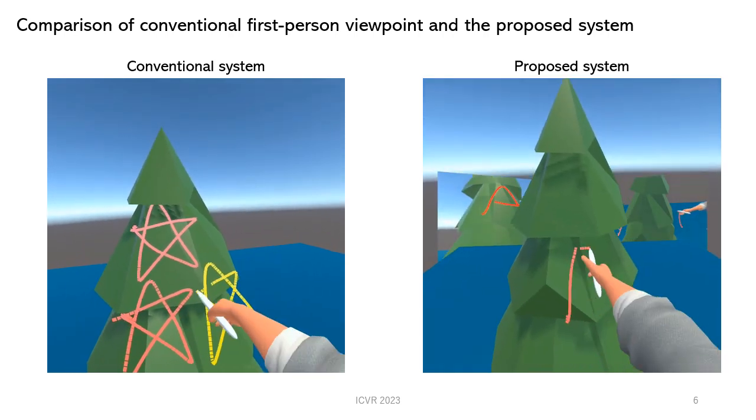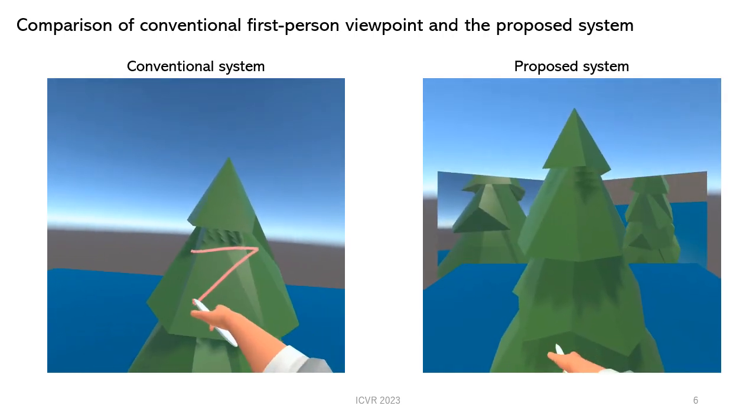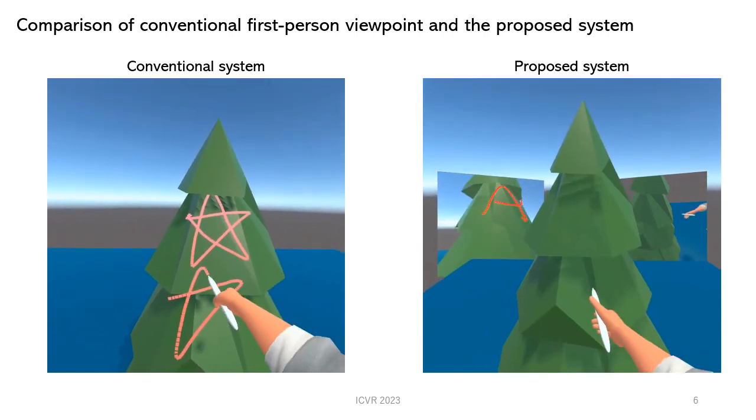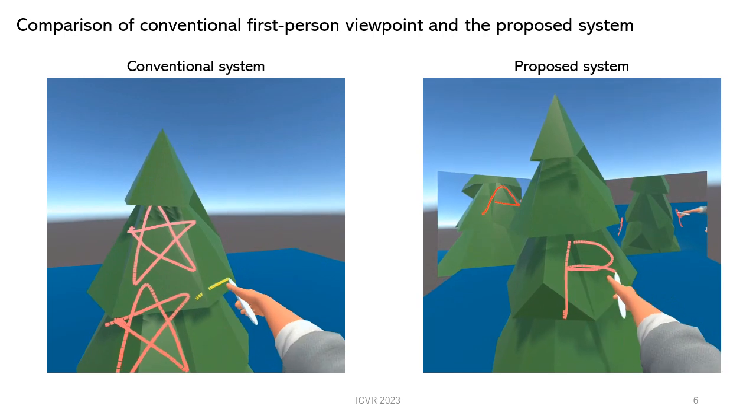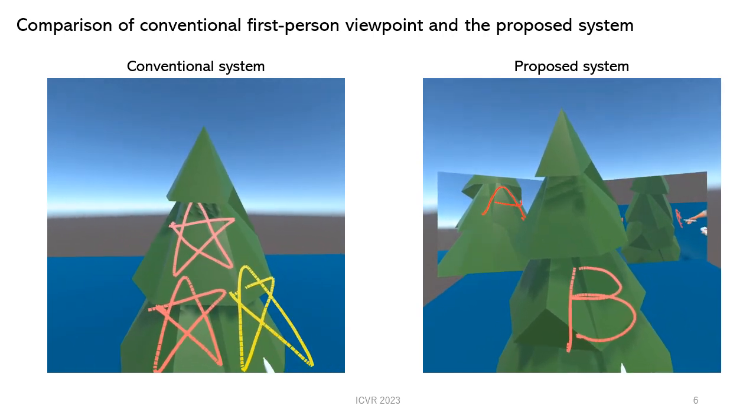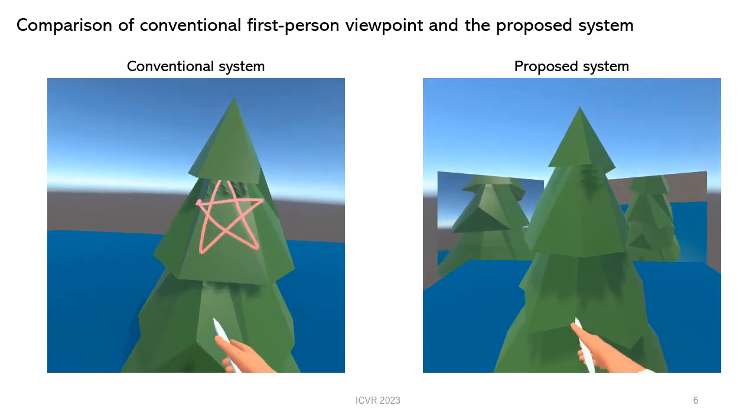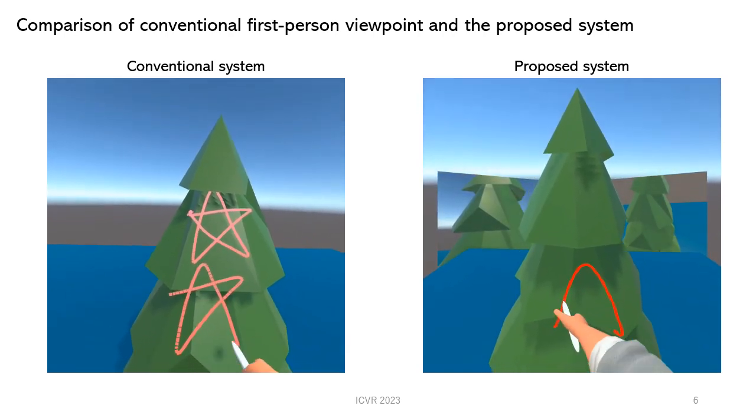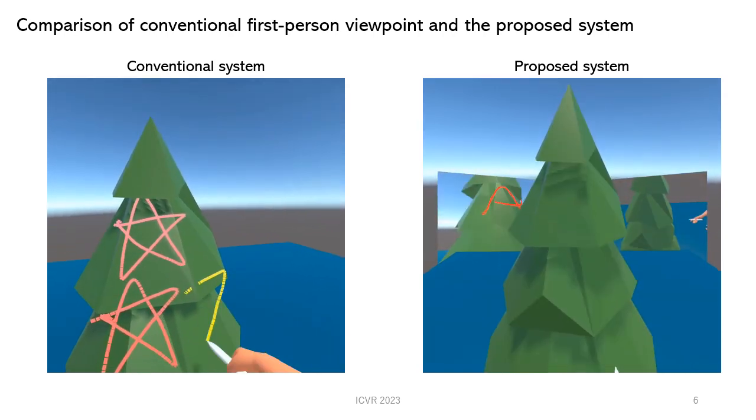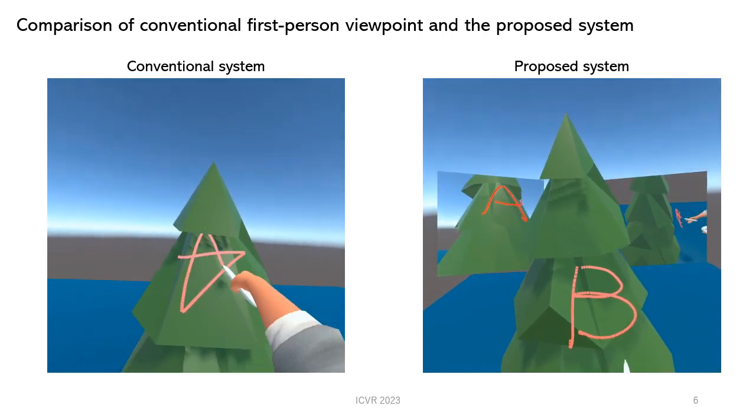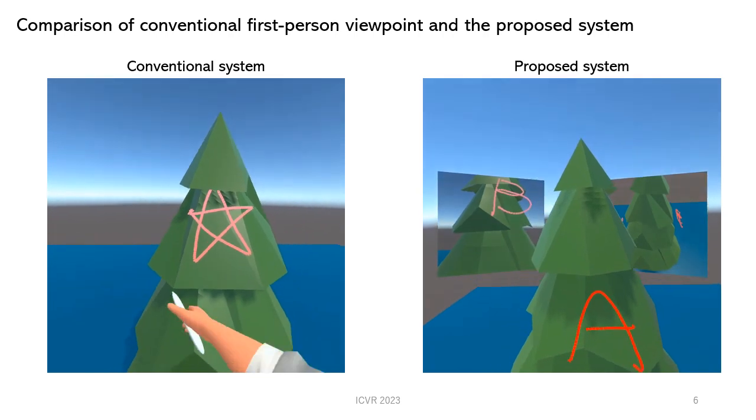The video on the left shows the conventional first-person viewpoint system. The video on the right shows the proposed multi-viewpoint system. The letter A is displayed in front of the normal viewpoint, and the letter V is displayed in front of the viewpoint from the opposite side. In addition, an avatar is displayed in the opposite or bird's eye viewpoint cameras.